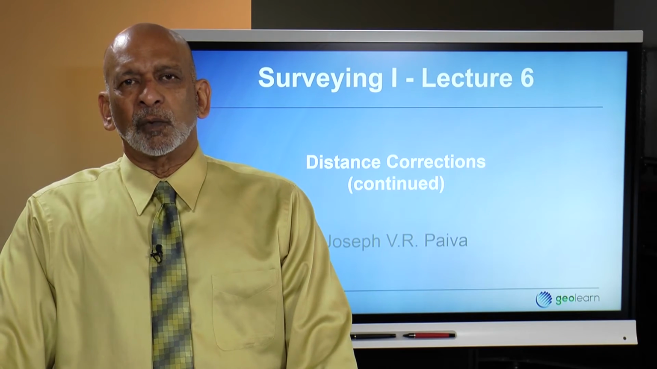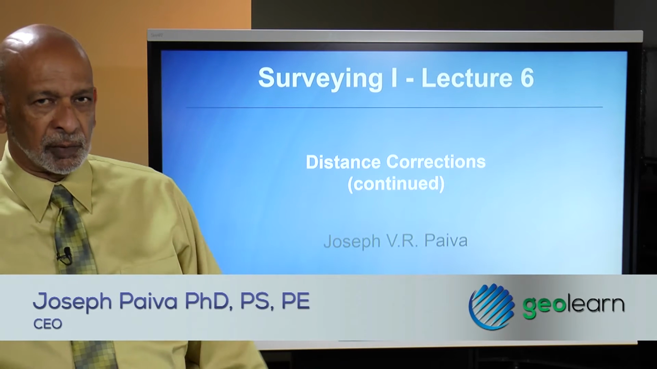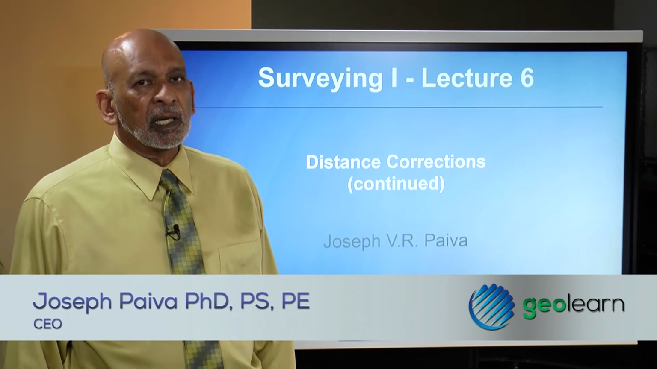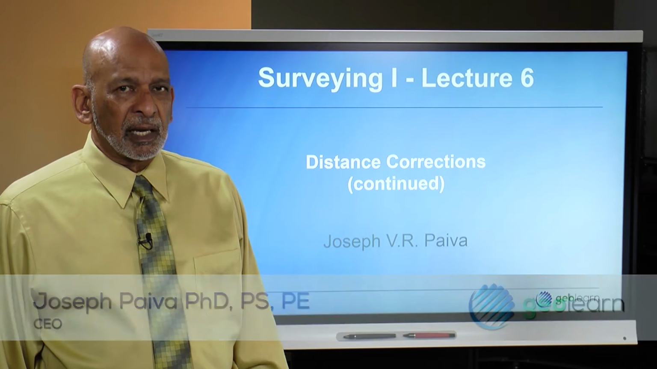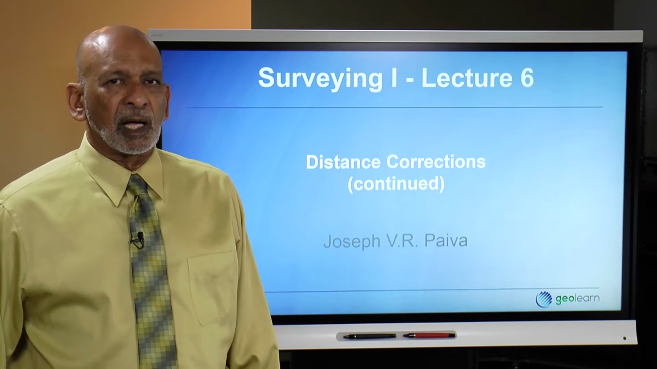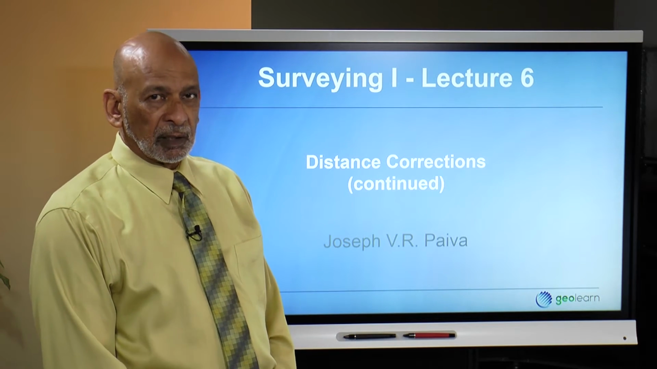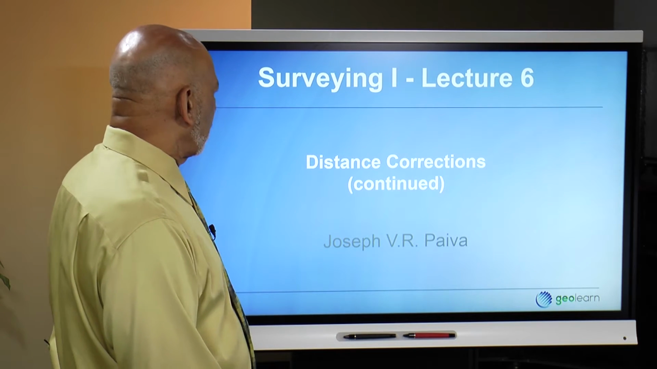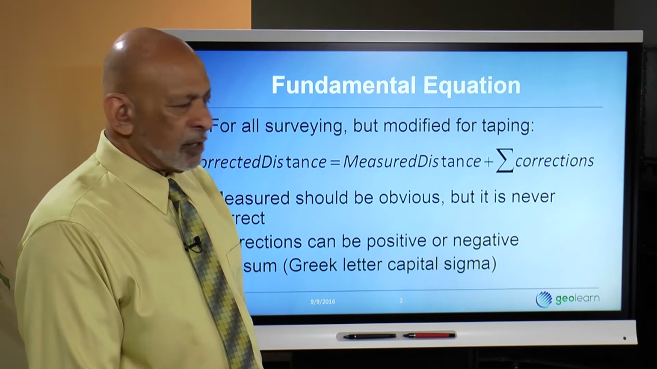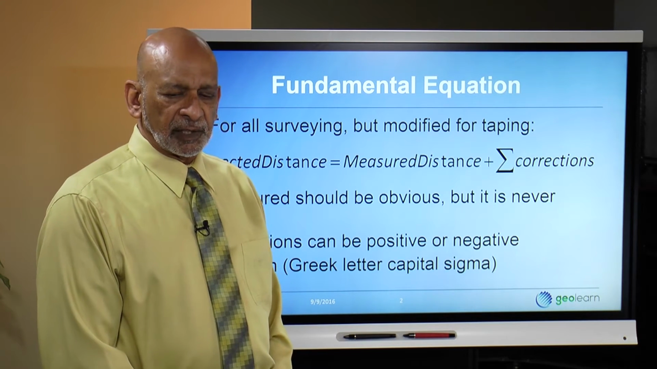This is Surveying 1, Lecture 6, and in this lecture we will continue with the topic of distance corrections. Again, this is mostly having to do with taping corrections, but some of these concepts will be applicable to distance corrections in general and really to surveying measurement corrections as well. So let me talk about the first two slides I had in the previous lecture.